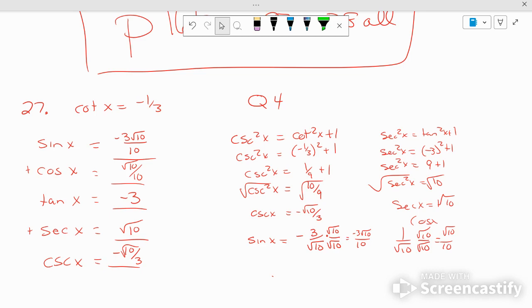So now we just need the secant and the cosine. Secant squared equals tangent squared plus 1, secant squared equals negative 3 squared plus 1, secant squared equals 9 plus 1, secant squared equals 10. So take the square root of each side, secant equals the square root of 10. If we flip that over, it's the square root of 10 over 10. And cosine and secant are both positive in quadrant 4. Everything else is negative. Are we good with that problem?